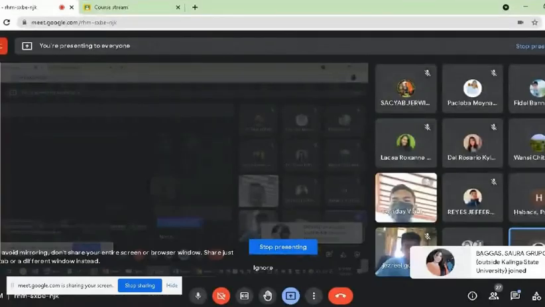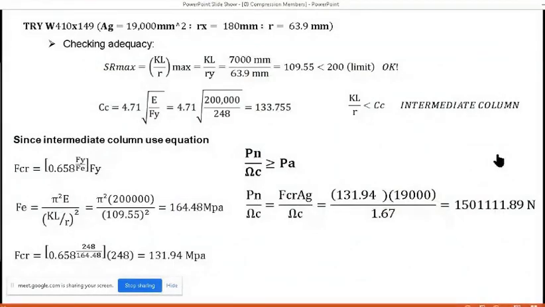Miss Del Rosario. Ma'am? So meron na tayong values on both. Yung ating allowable strength and yung ating service load. So ano yung masasabi mo dito sa ating trial section? This is 410 by 149. Pag kinumpare mo itong dalawa, mag-fail ba siya or hindi?